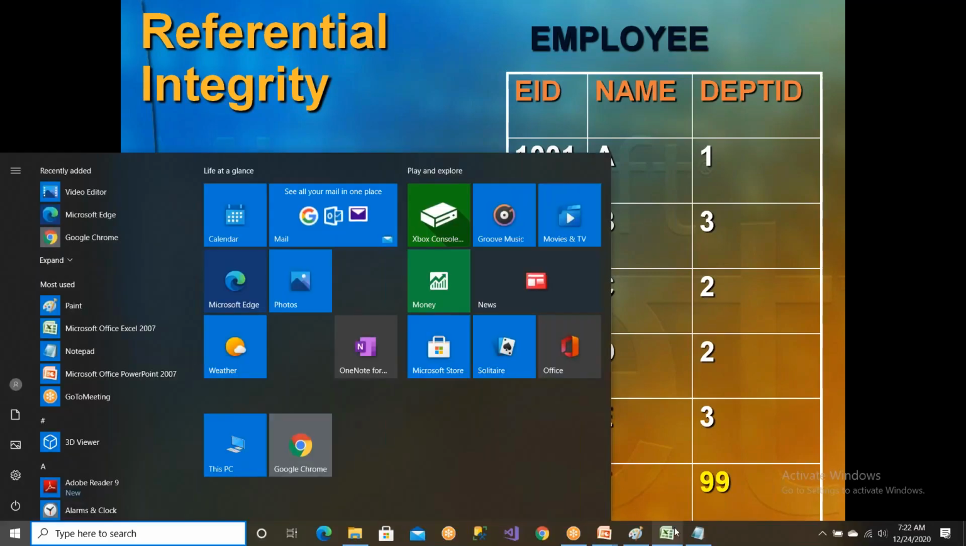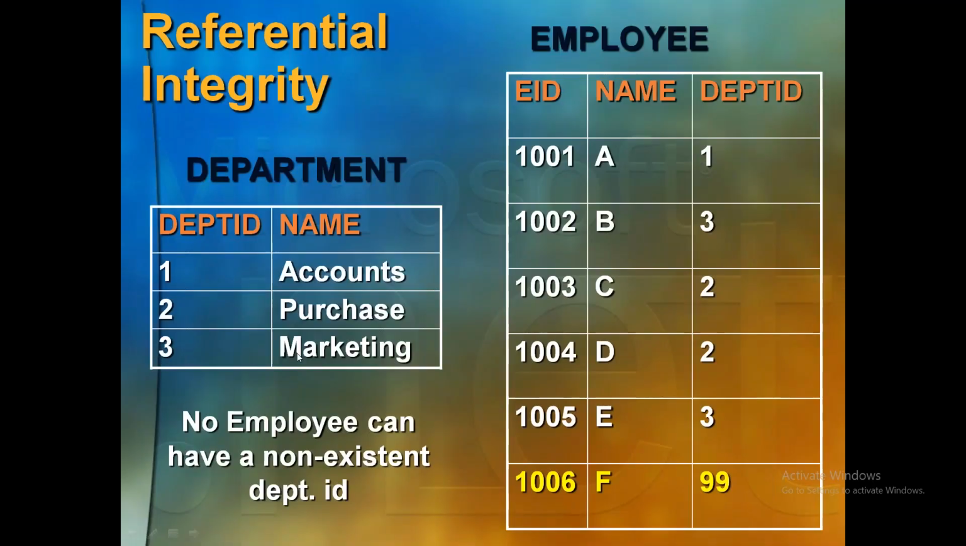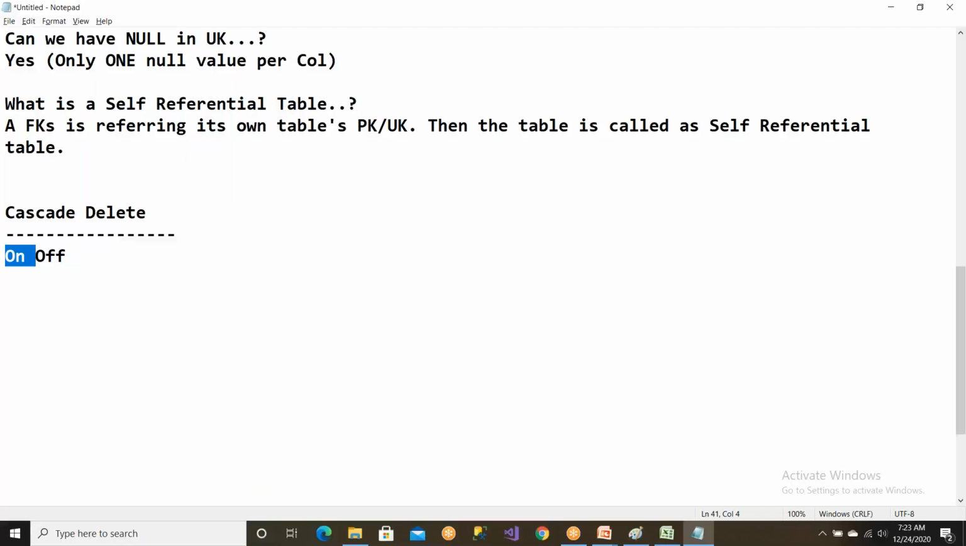There is a feature called cascading update and cascading delete. Okay. So cascade delete. You're deleting something in the parent table. By default, it will have on and off. So if you make it on, what will happen? If you delete something here, corresponding rows will be automatically deleted in the child table. So this is what is called cascade delete on.